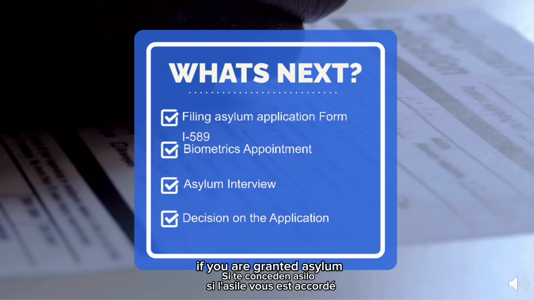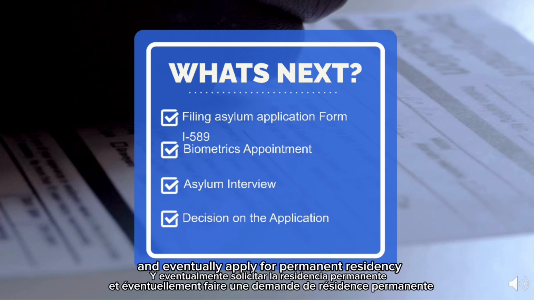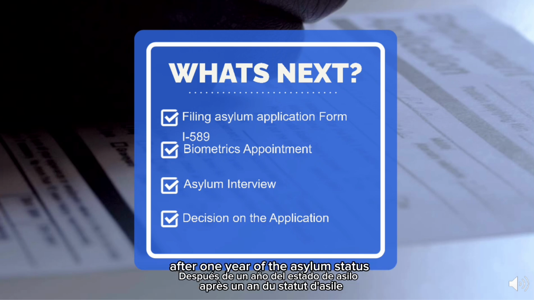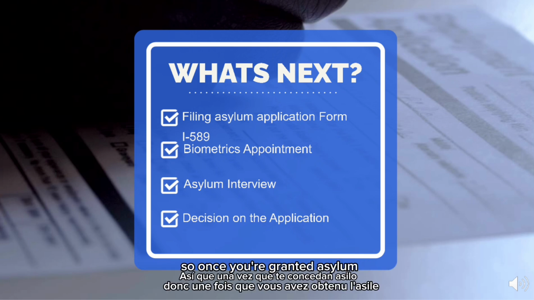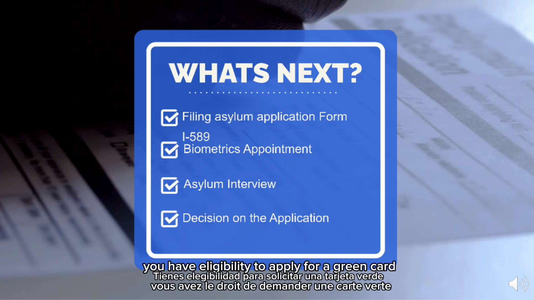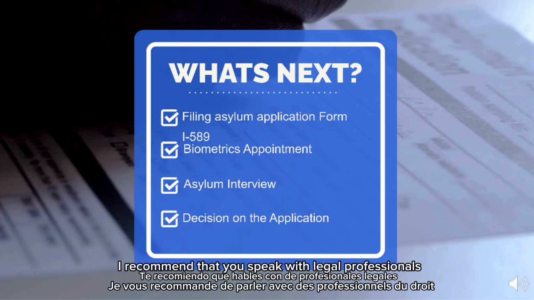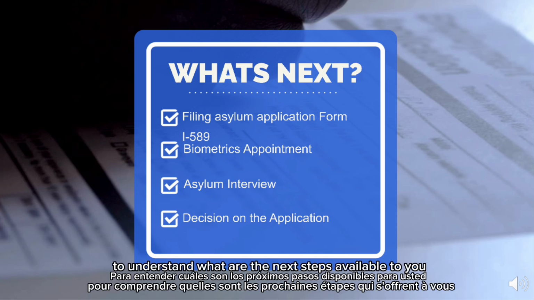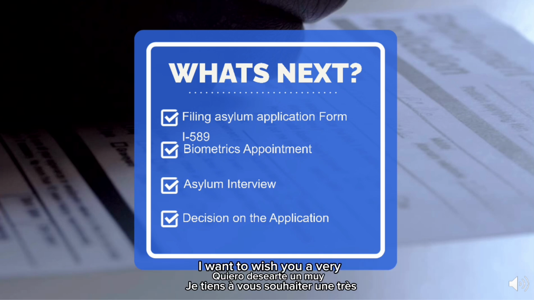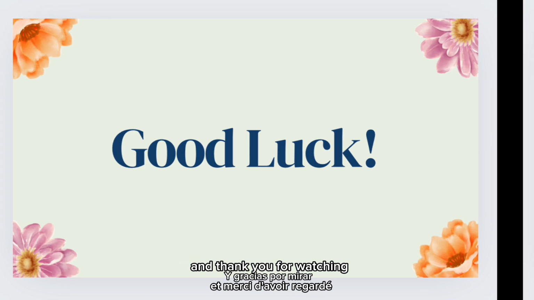If you are granted asylum, the applicant will be able to remain in the United States and eventually apply for permanent residency after 1 year of the asylum status. So once you're granted asylum, you will move forward with asylum status, and then 1 year later, you have eligibility to apply for a green card and be a permanent resident. If you are denied, I recommend that you speak with legal professionals to understand what are the next steps available to you. I want to wish you a very, very good luck on your application, and thank you for watching.